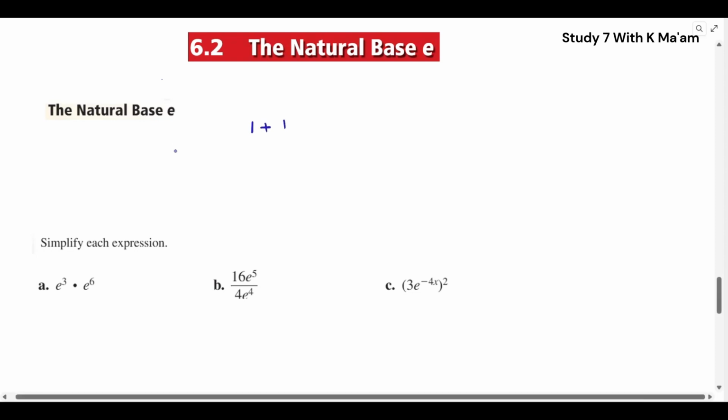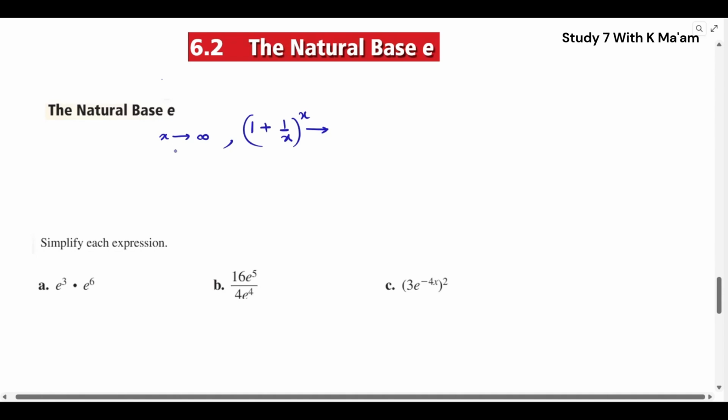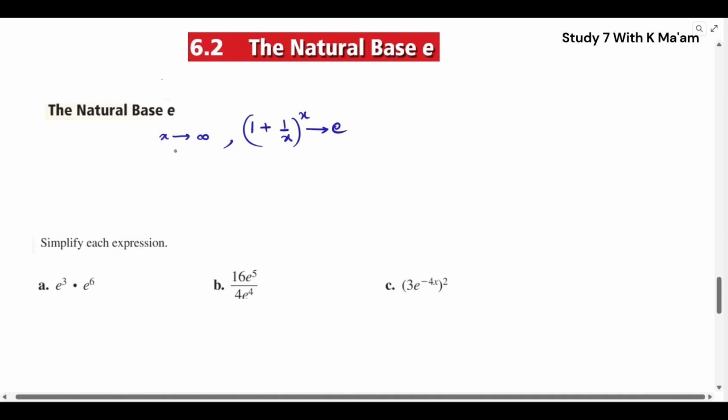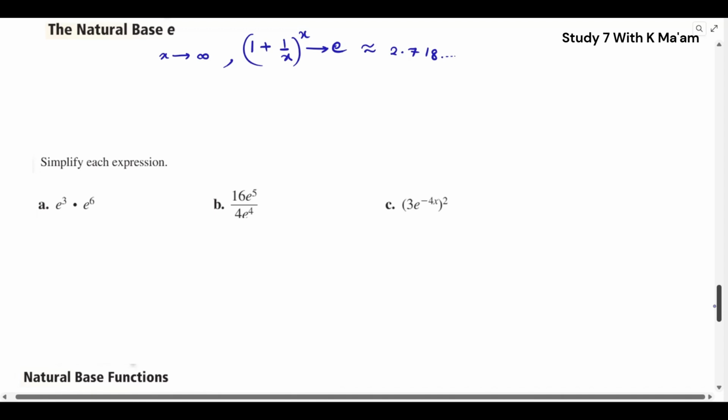1 plus 1 by x, to the power x. When x goes to a very high number, infinity, when x approaches positive infinity, then this number approaches 2.71 something that we consider e. So e is a constant number whose approximate value is 2.718 and so on, because it's an irrational number, a non-repeating, non-terminating decimal expression.